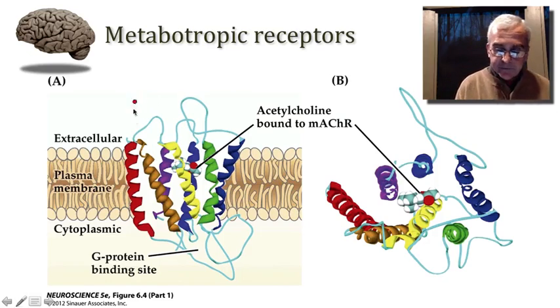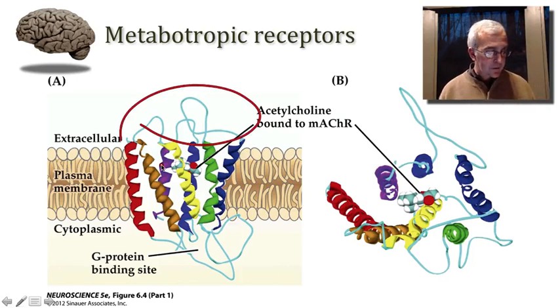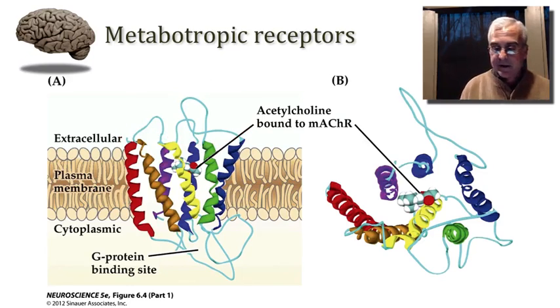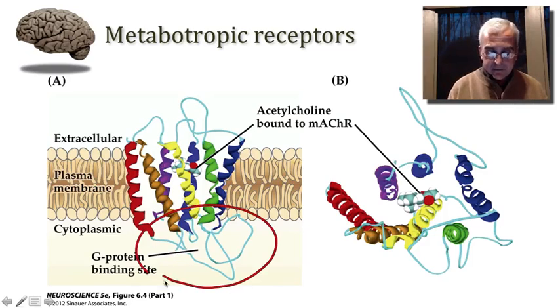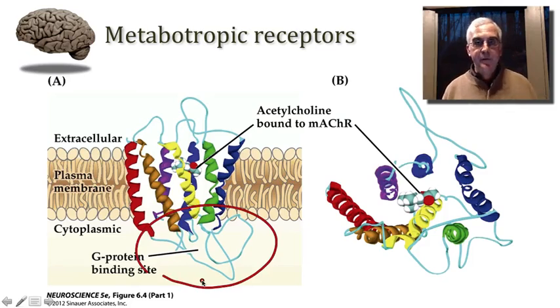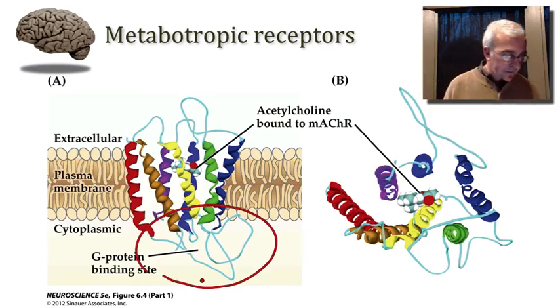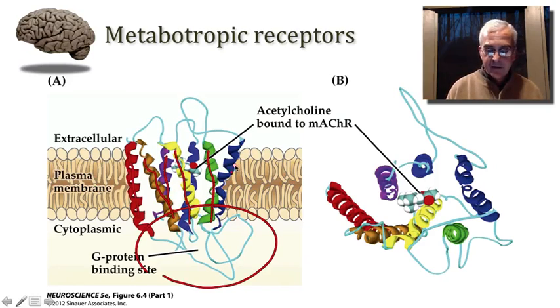There is an extracellular domain, which typically includes an N-terminus and a site for the binding of a neurotransmitter. In this example, what we're seeing is the muscarinic variety of acetylcholine receptor. There is, of course, a cytoplasmic side of the molecule that interacts with the G proteins. So we expect to see that as well. And again, the defining feature are these 7 transmembrane domains that run through the plasma membrane.